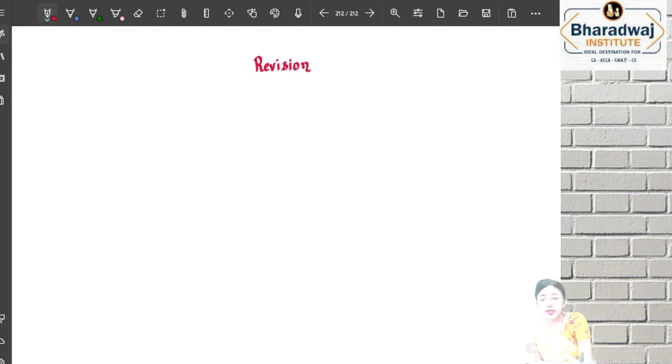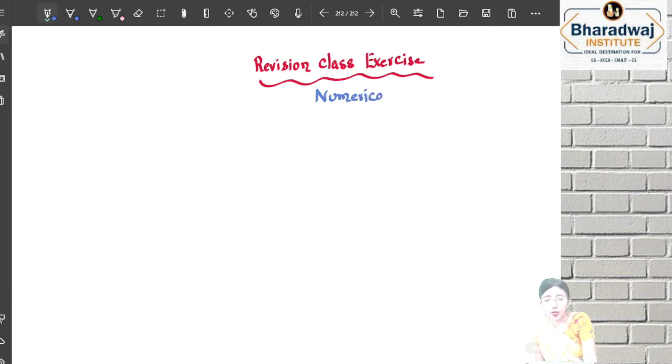Revision class exercise. From this, part 5 will be complete. Part 5 we completed. We have gone to lesson 2. Part 5 stops with what? Deductive versus inductive. All major things we have seen. Now look at these questions. Numericals. Numericals from what? Lesson 2, DMU. So with this there will be a perfect understanding for you.